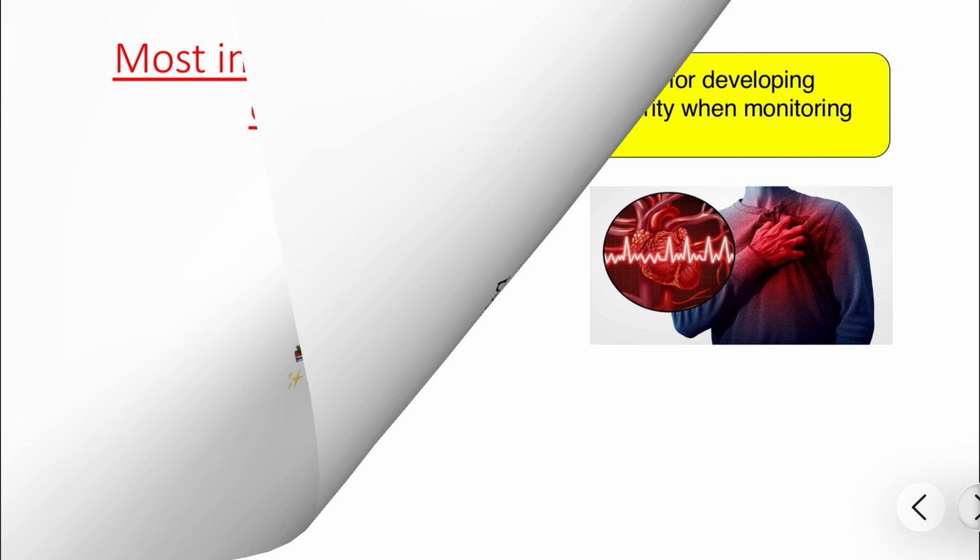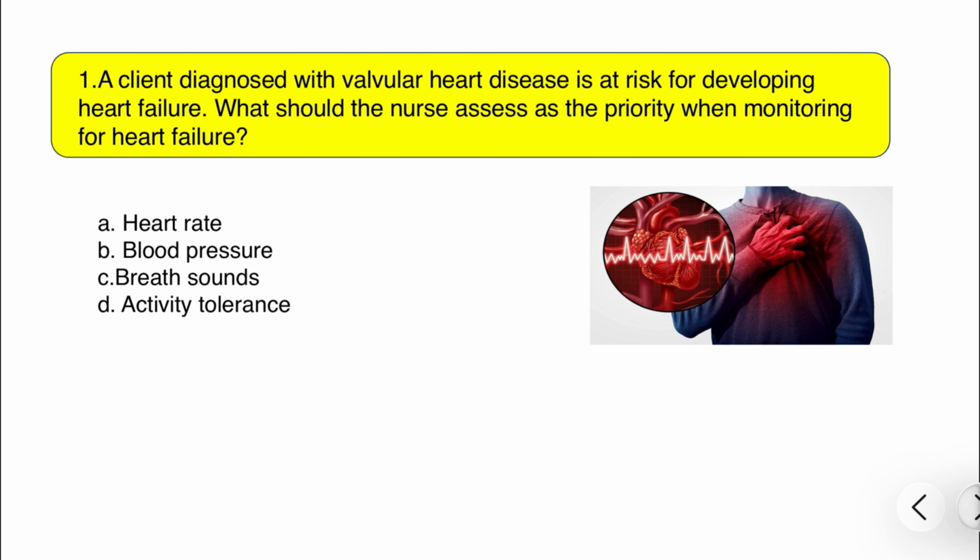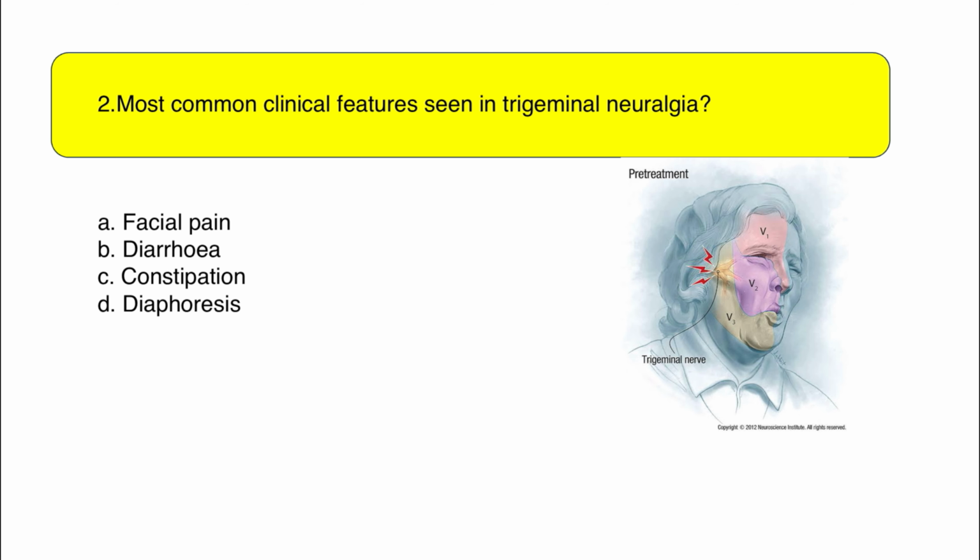The first question is: a client diagnosed with valvular heart disease is at risk for developing heart failure. What should the nurse assess as the priority when monitoring for heart failure? Option A is heart rate, option B blood pressure, option C breath sounds, and option D activity tolerance. The right answer is option C. Move on to the next question.